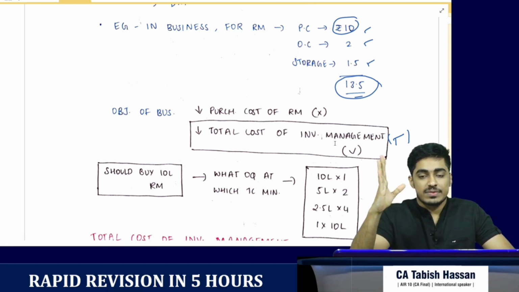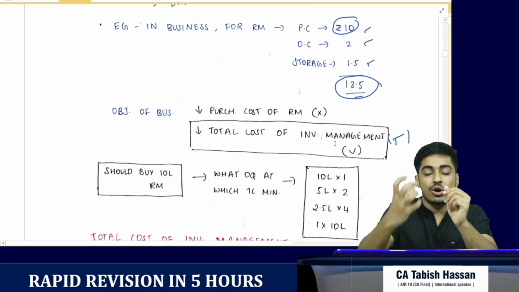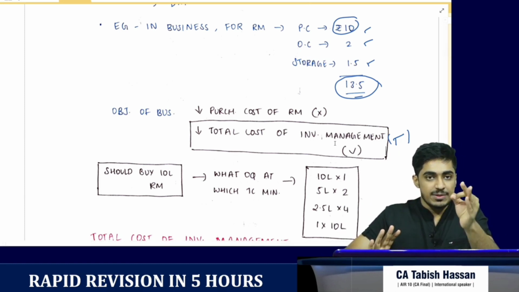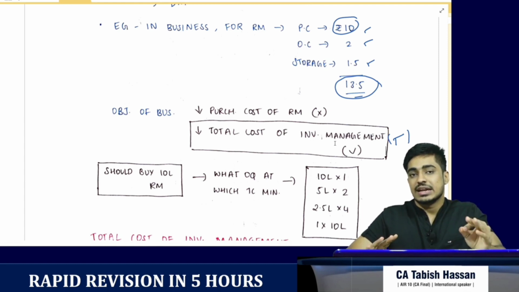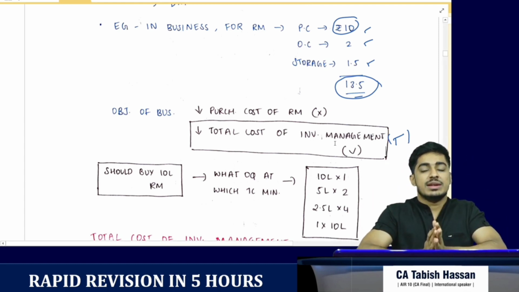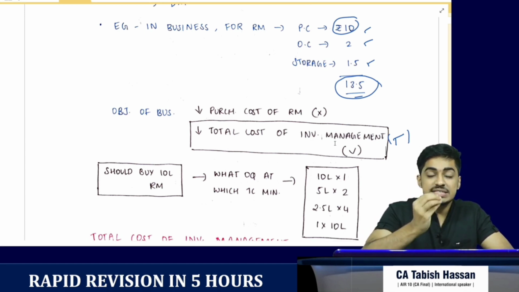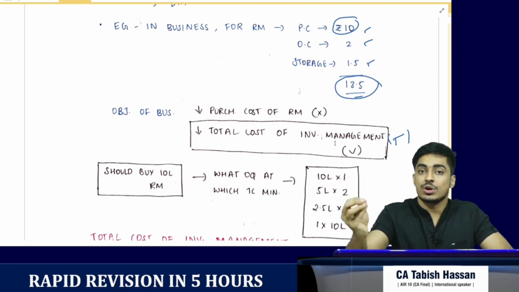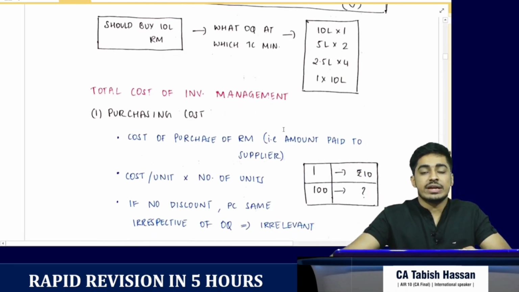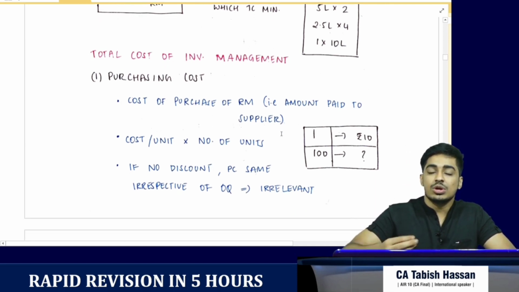What is the objective? I am looking at what order quantity my total cost will be minimum. Say for example, if I buy 2 lakh units at a time and I buy it in 5 lots, my total cost of raw material management would be minimum. What is that order quantity at which the total cost would be minimum? That is what we are seeing. So to get to that order quantity, first we need to know what is the total cost of inventory management, right? What is the total cost?